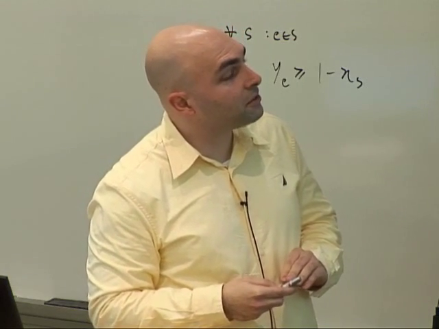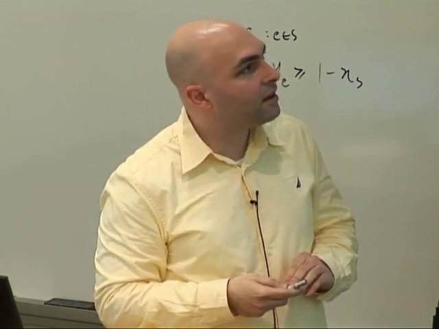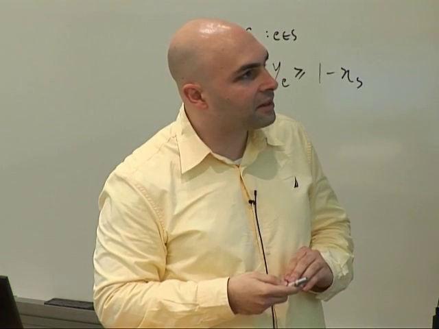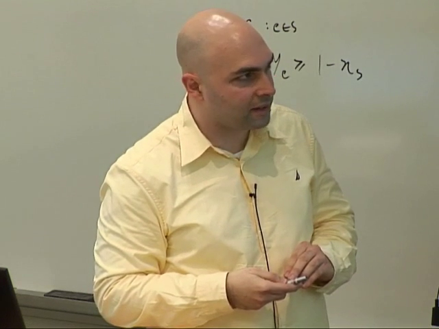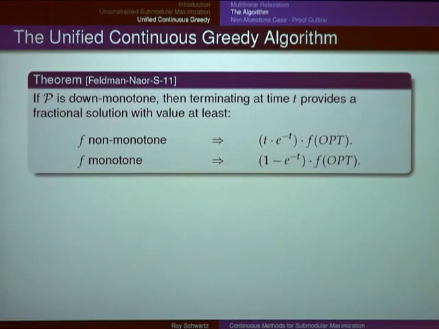And we can prove the following. If you terminate the algorithm at time t, if you're not monotone, you have this guarantee, and if you're monotone, you have this guarantee: 1 minus e to the power of minus t, as before.